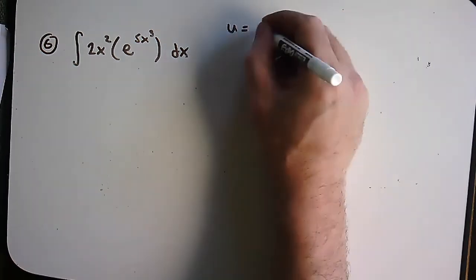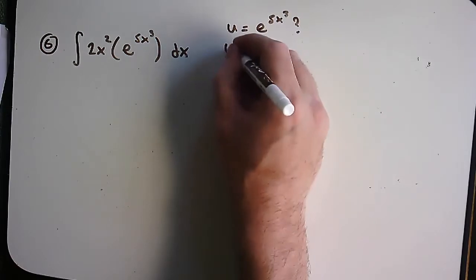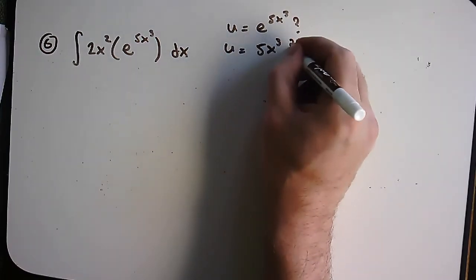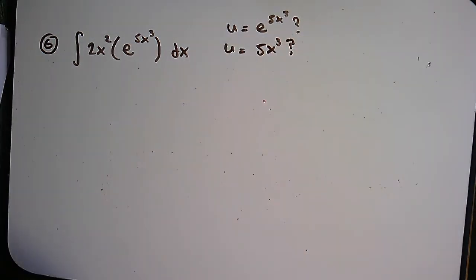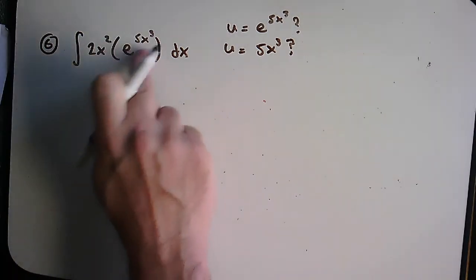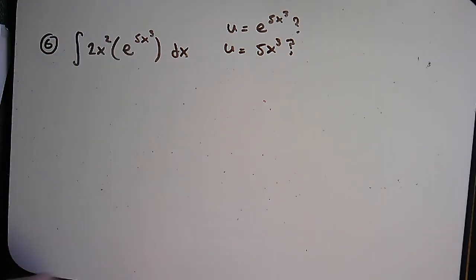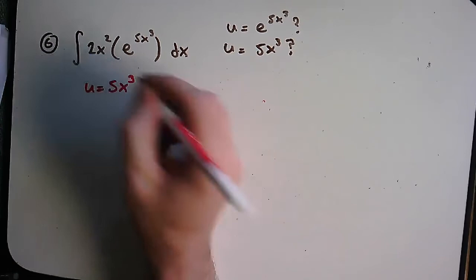So could u be e to the 5x cubed? Could that be it? Or could u be just 5x cubed? Would that work? So it turns out that also works, right? Either one of these will get us to the right answer. I'm going to choose u equals 5x cubed. So I'm going to choose it to be that exponent there because I know the derivative of e to the u, right? That turns this into a problem that's pretty standard for us. So let's try that. u equals 5x cubed.